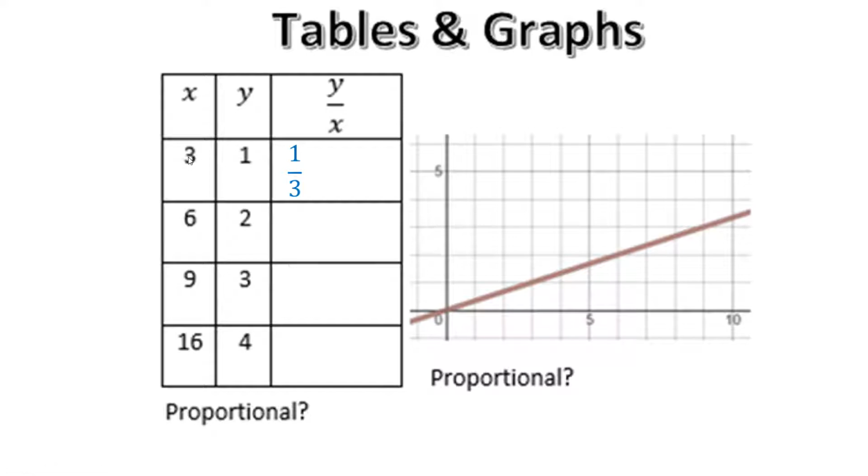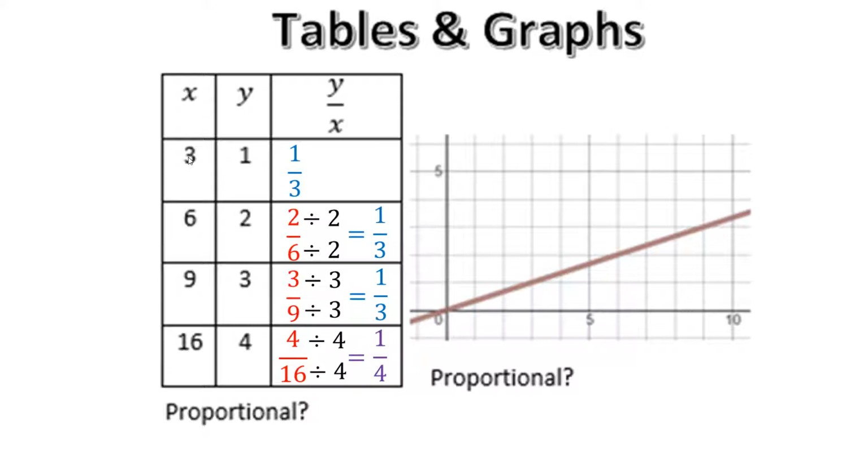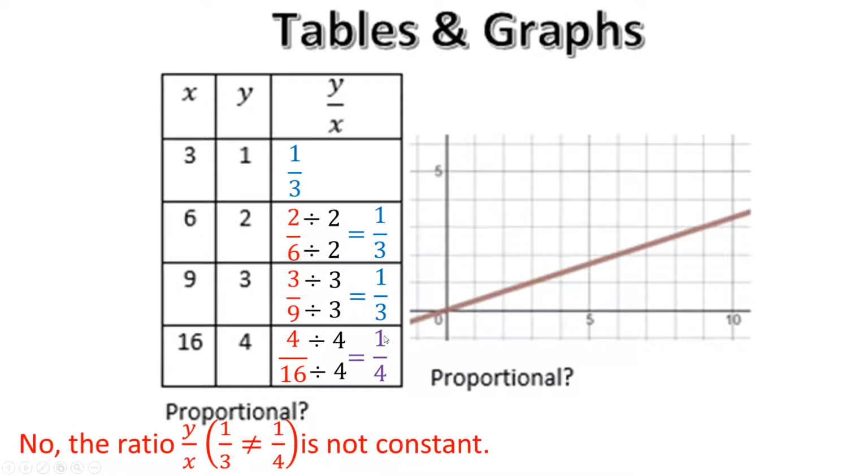This one's already simplified, but the next ratio is 2/6. We can divide by 2, which will become 1/3. The next ratio is 3/9. Divide by 3, we'll get 1/3. And the last one is 4/16. Divide by 4, and you'll get 1/4. Therefore, the ratio y over x is not constant because they are not all the same. So it is not proportional.